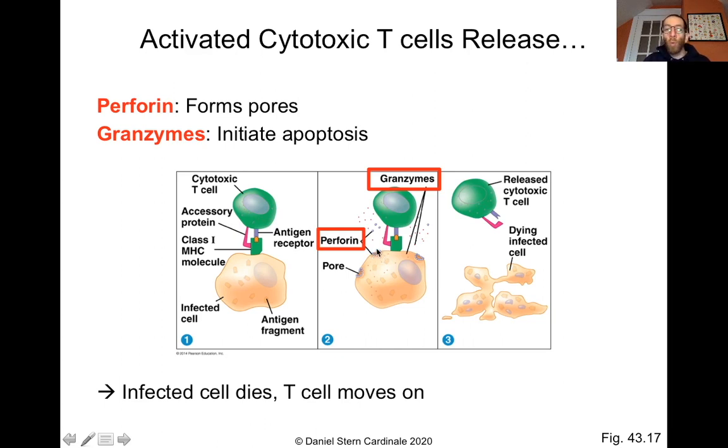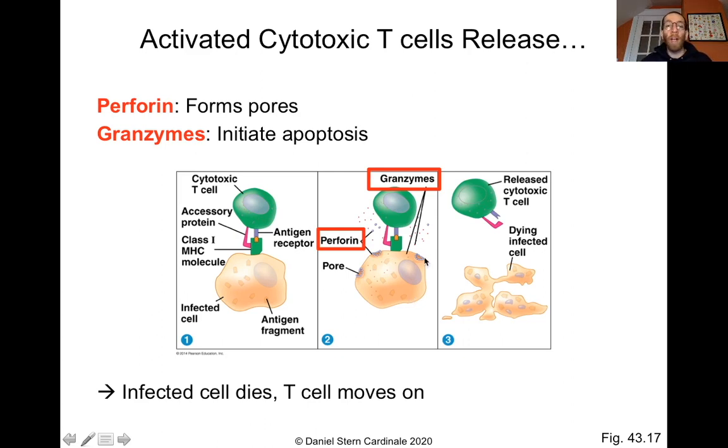That's going to disrupt the ability of that cell to function because it destroys the polarity of that membrane. So it's going to, for example, get rid of the sodium and potassium gradients because it's just a big hole in the membrane that allows things to diffuse through. It also releases a different set of enzymes called granzymes, which then get into that infected cell and trigger apoptosis. So this cell is going to go through its kind of automated cell death process.